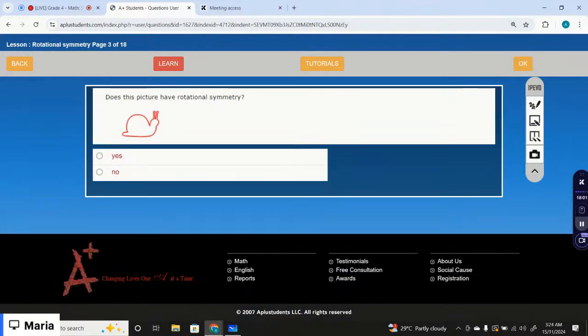Does this picture have rotational symmetry? The correct option is no, the shape does not have rotational symmetry, right? The correct option is no rotational symmetry. Option number two is the correct option.